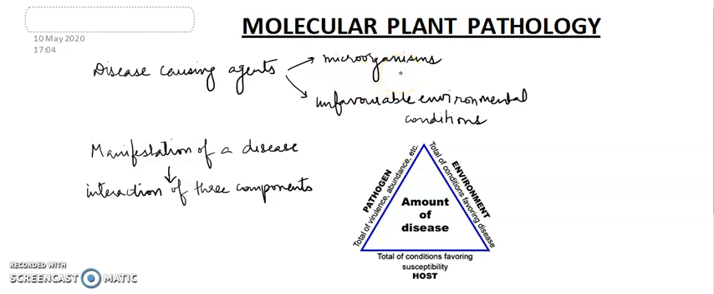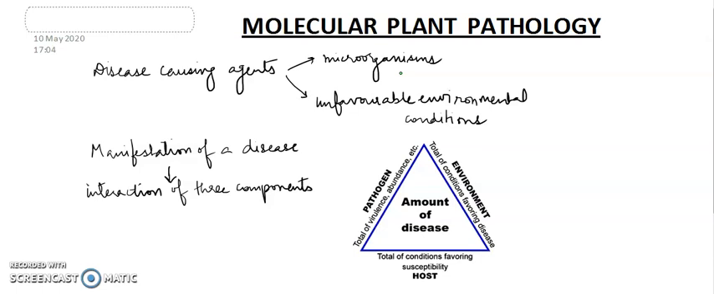Now, when do we call a plant as diseased? It is called as diseased when its physiological functions such as cell division, cell differentiation, photosynthesis, translocation of the photosynthates from the leaf to different parts of the plant, transpiration, etc. All of these physiological functions, when they are affected and when the plant fails to give its expected yield, that is when the plant is said to be diseased.